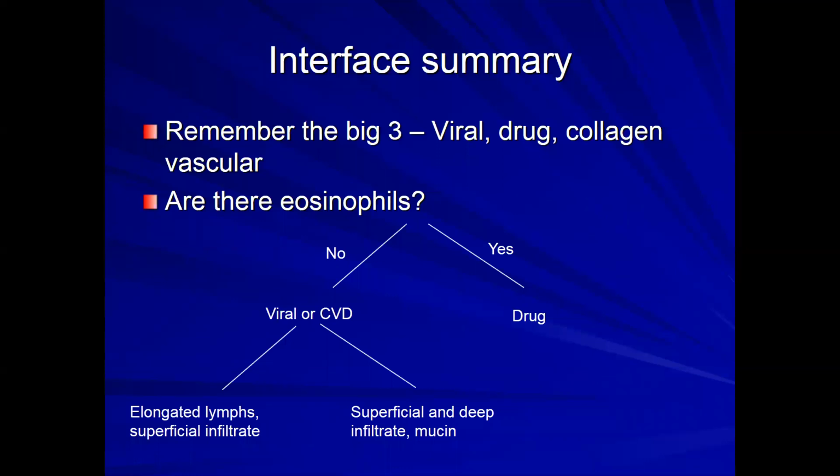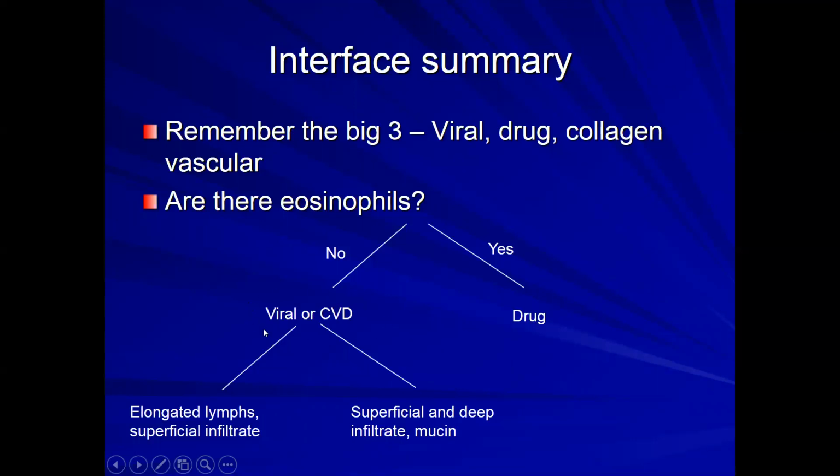So we just went over a lot of different interfaces, but the main things to remember are the big three. You know, you see an interface in the absence of any special characteristics. Make sure you've thought about viral, drug, and collagen vascular. First thing I look at, are there eosinophils? Yes, then you think about drug. No, you can't really ever take drug off the list, so you still have to think about it.